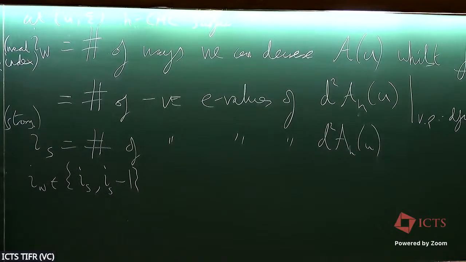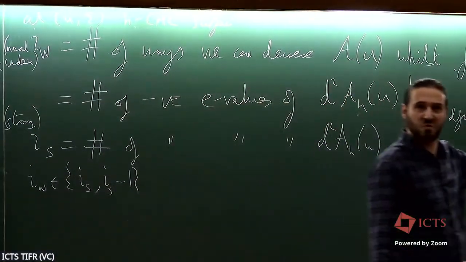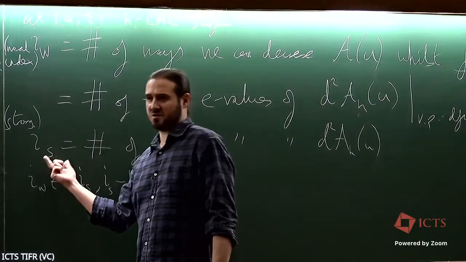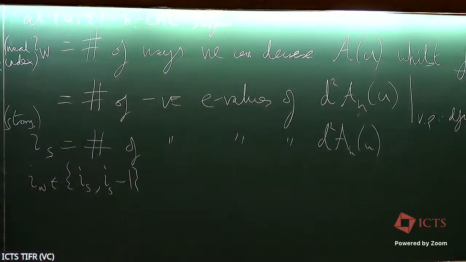Okay, so if I want to understand, so the weak index is of course the geometric thing you're interested in. Okay, it's the number of ways I can decrease area whilst fixing volume. Mostly I will be estimating the strong index, but given this, an estimate is effectively the same.